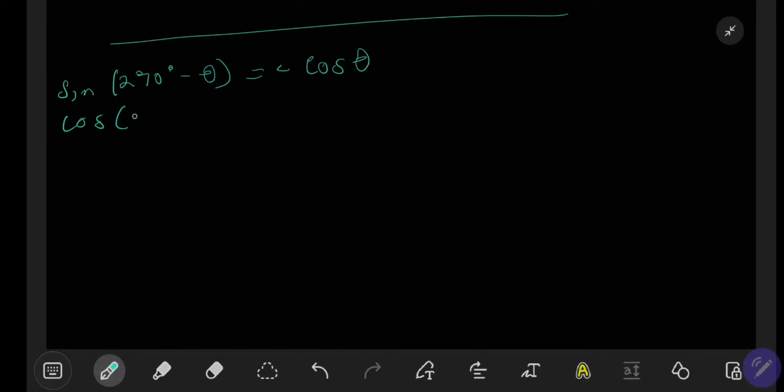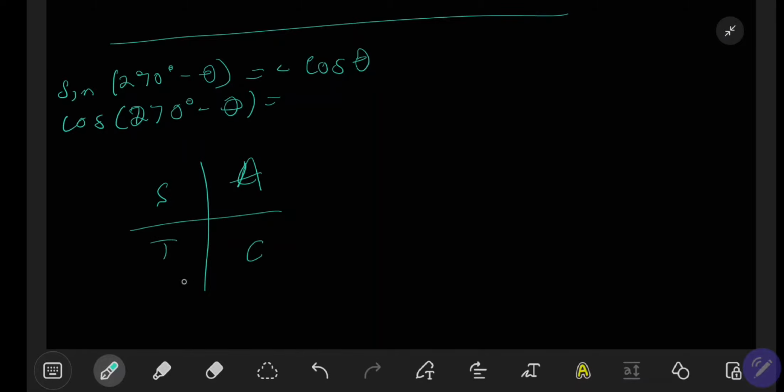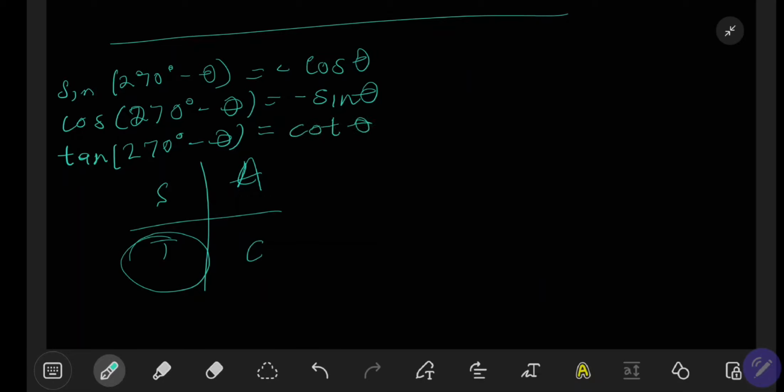Then if we have cos of 270 degrees minus theta, then we know that in the third quadrant, which is this quadrant here, it's only tan which is positive. Then we're going to expect a negative answer, and then the co-ratio will be sine of theta. Then if we have the tangent of 270 degrees minus theta, then tan is positive in the third quadrant, and the co-ratio of it is cotangent of theta.